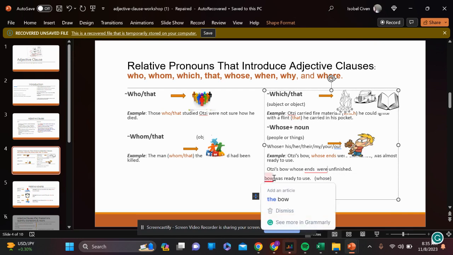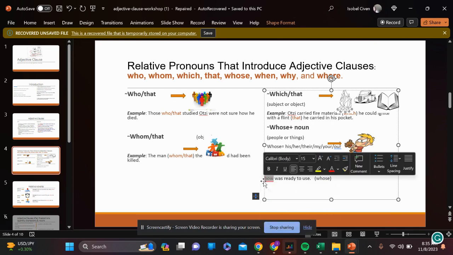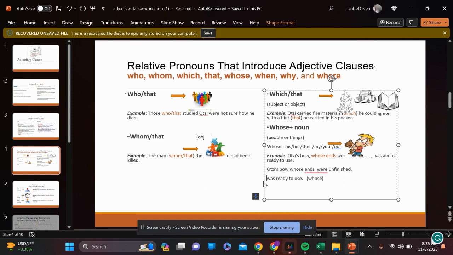And then you delete his bow because whose replaces his in this sentence. You need to put a comma after the noun because Otzi has only one bow, right? If you only have one, you need a comma before the adjective clause and at the end of the adjective clause. So you need to delete the period and add a comma. There you have it. All right.